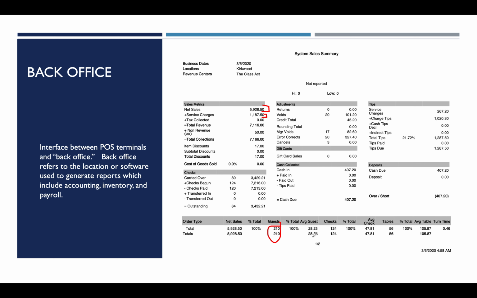This is a multi-page document, as you can see, so I didn't include the second page, but this guest count gets broken out into breakfast, lunch, and dinner on the second page, so we can see where the guests were coming in. We can see the average guest spend, the average check spend, how many tables we had, stuff like that, cash owed. So this is an example of a back office report.